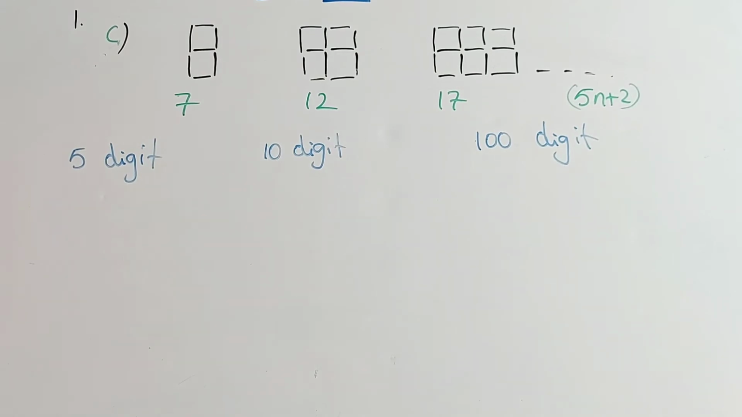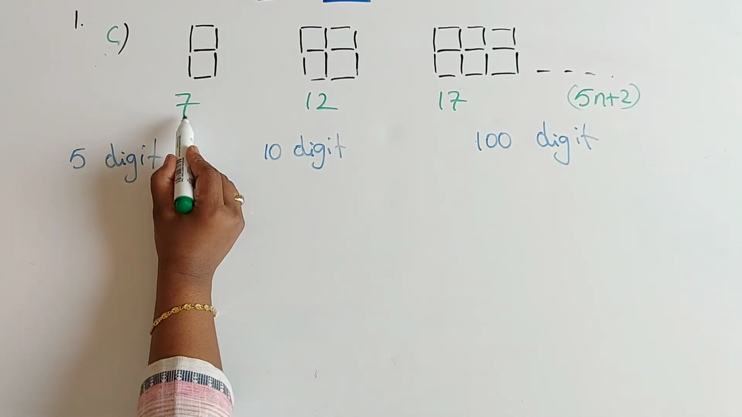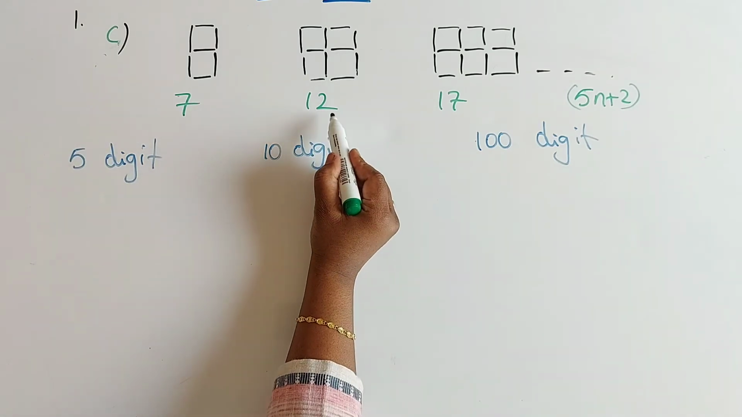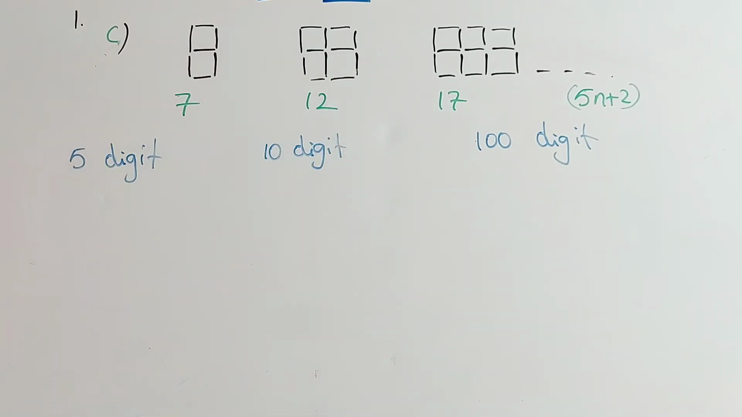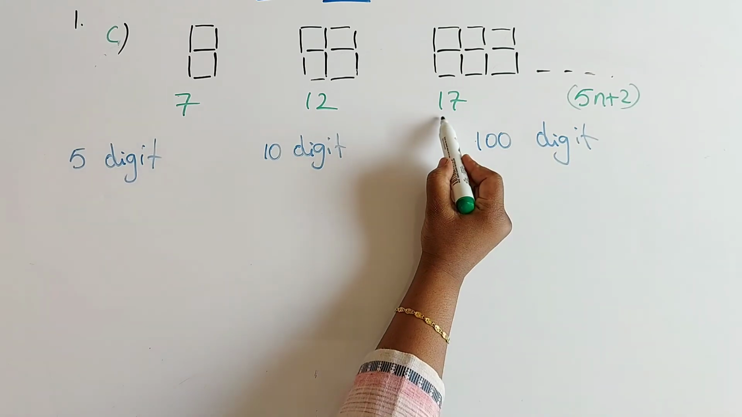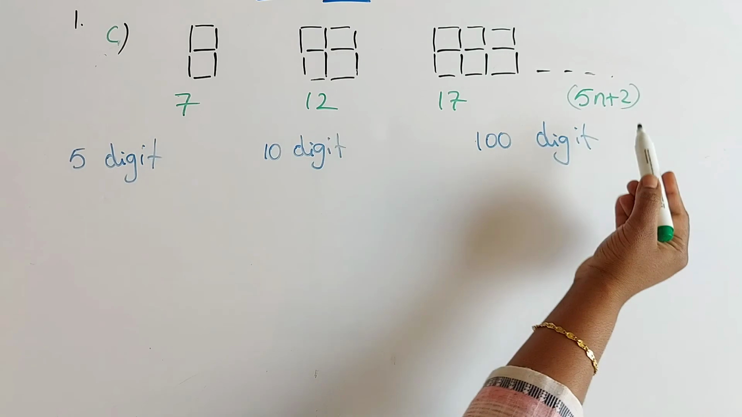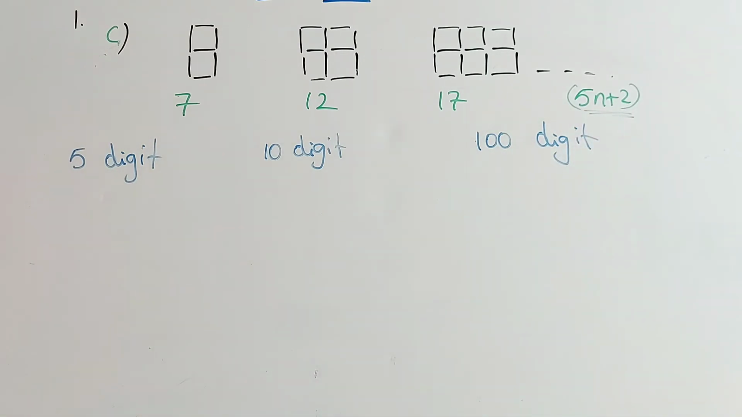Now third one, digit 8, children. Here we used 7 line segments to make single digit. Now 12 line segments to make double digit. Right, children? Now we used 17 line segments to make 3 digit of same kind. So the pattern is 5n plus 2, they have already given.